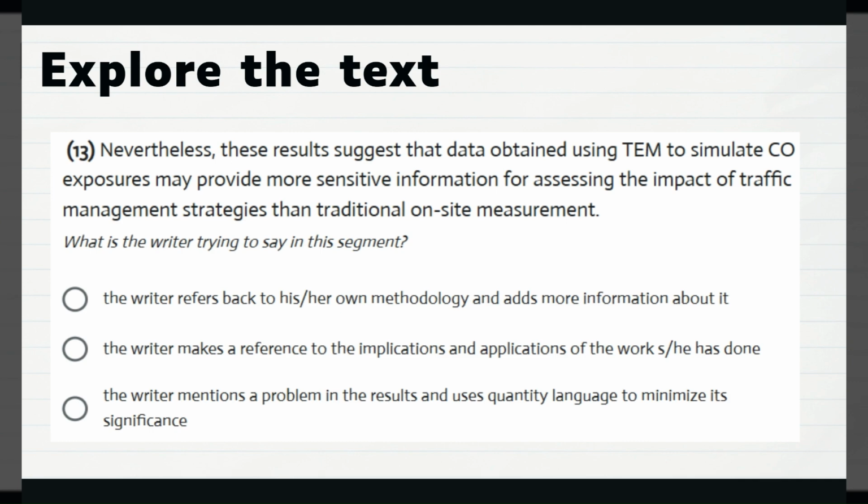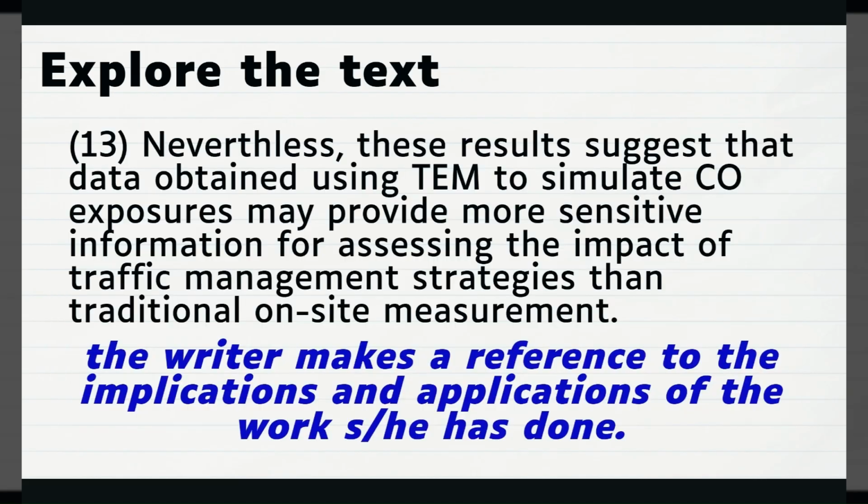Now, let's talk about the last sentence here. What is the writer trying to say in this particular segment? Here, the writer makes a reference to the implications and applications of the work he or she has done. Remember that in the last sentence, the writer was just talking about the problems of his study, admitting to a certain weakness or limitation. But he does not end his discussion by sabotaging his research. Instead, he puts forward the importance of his study still.